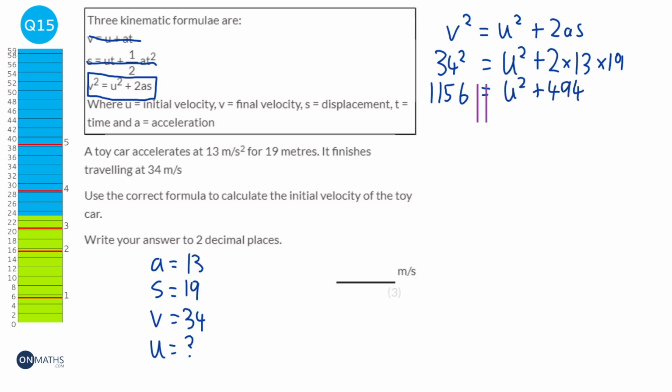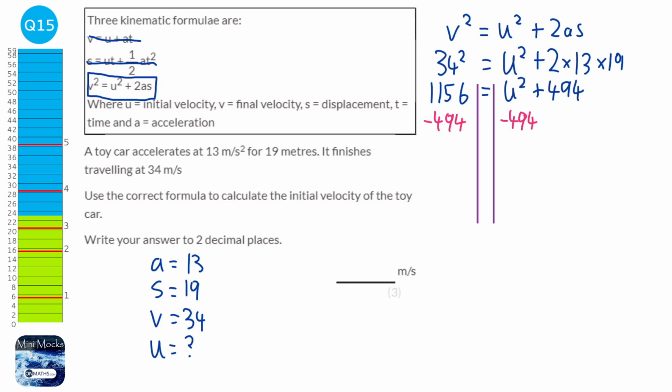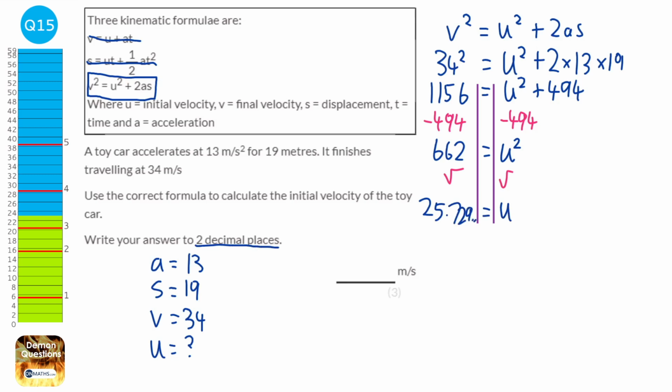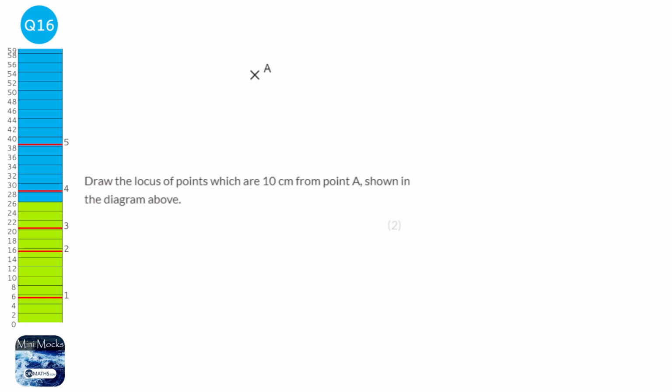And it turns into a solving part, so we're just going to solve this. So the first thing I'm going to do is subtract 494 from both sides. And so we're left with 662 equals u squared. Then we're just going to square root both sides. And so the square root of that is going to be 25.729 and so on. And it says it wants it to 2 decimal places, so it's going to be 25.73.